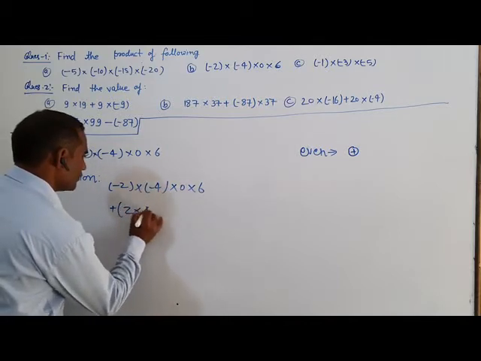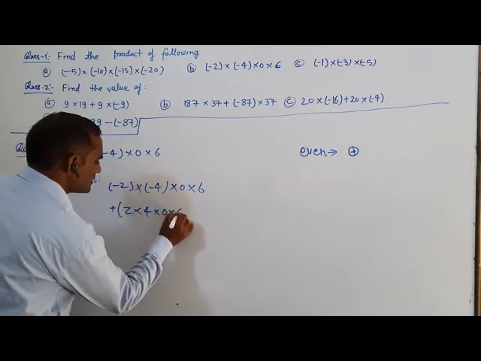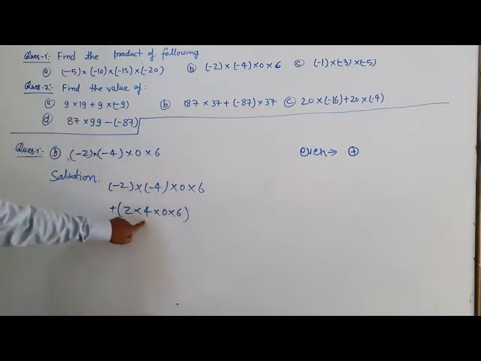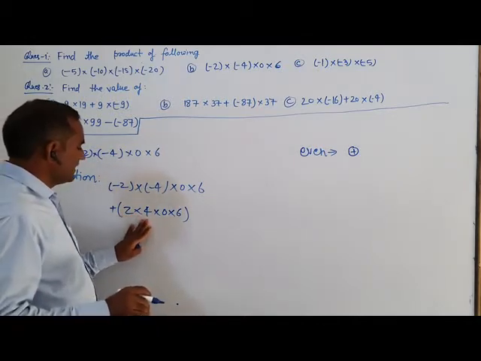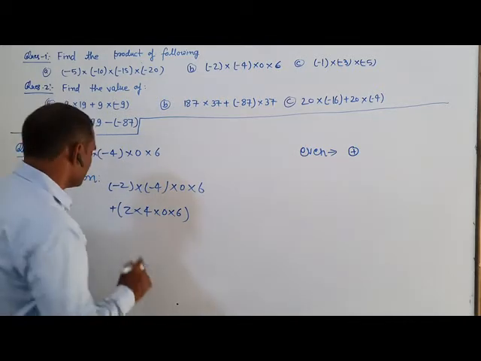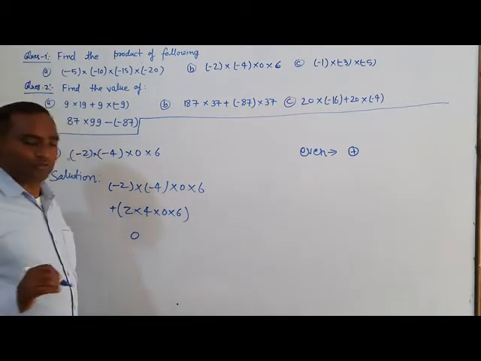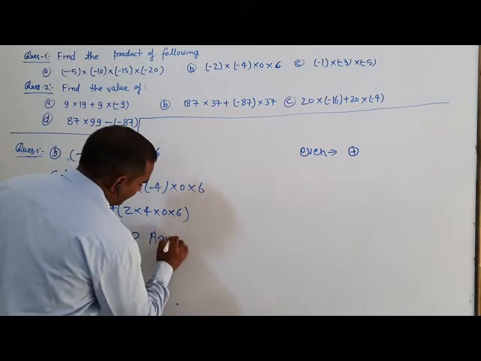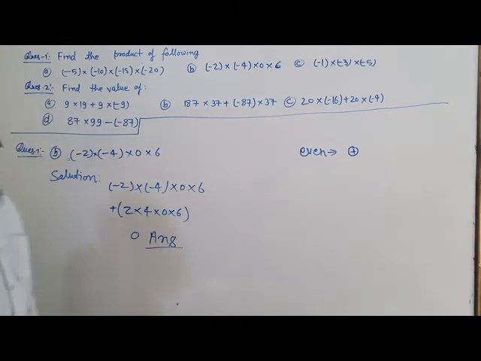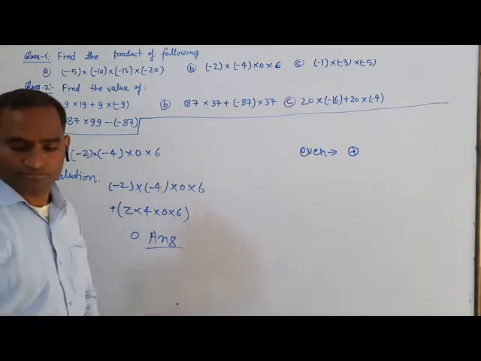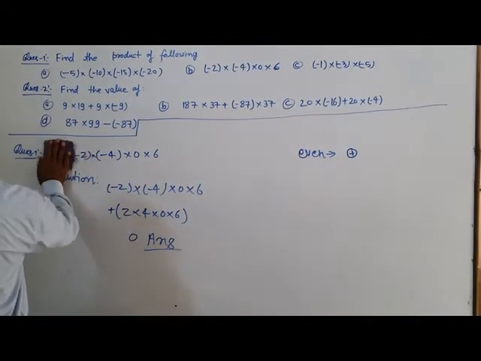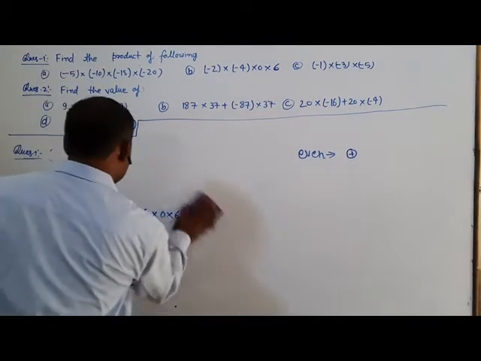2 into 4 into 0 into 6. 2 4 ja 8. 8 0. 0 multiply anything is equal to 0. 2 4 ja 8, 8 0 0, 0 6 ja 0. So answer is 0. Because we know that 0 multiply anything is equal to 0. So the answer of this is 0. Next option number C.